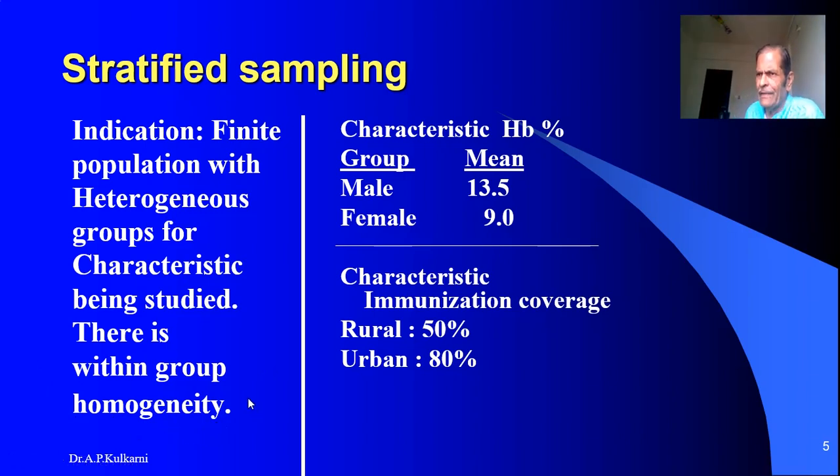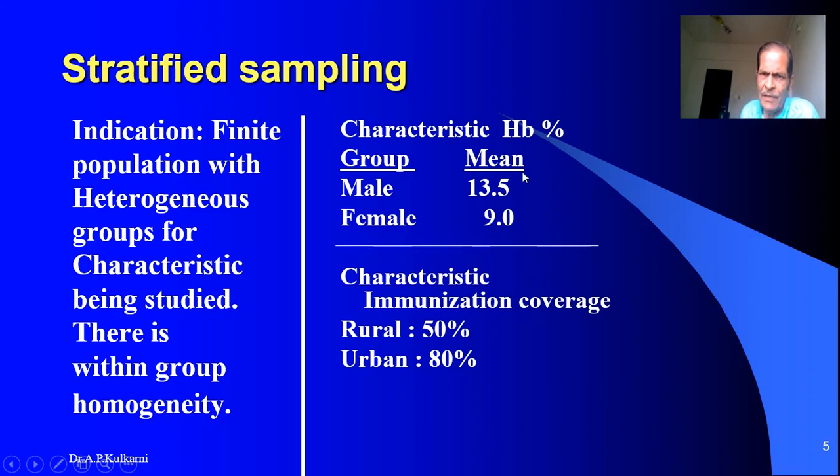Now let us explain stratified sampling with two different examples. Suppose we are interested in the variable hemoglobin percentage in a population of, say, 2000 individuals. And we have a prior knowledge that the hemoglobin percentage in that population in previous studies was 13.5 in the male population and in the female population was 9.